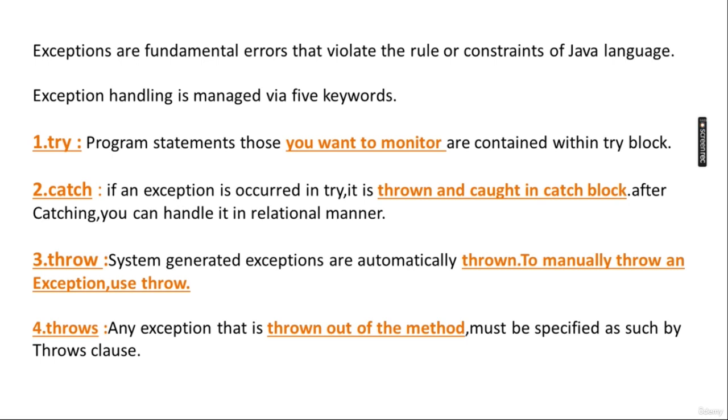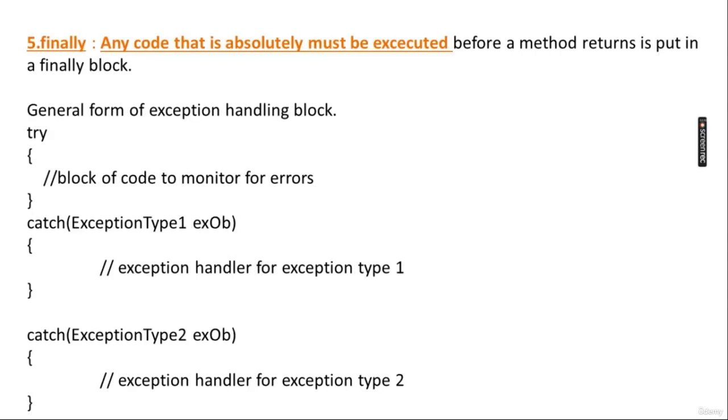Throw: system generated exceptions are automatically thrown, and to manually throw an exception, use throw. Automatically thrown exceptions are not in your hands; these are called system generated exceptions. To manually throw an exception, use the throw keyword. Throws: any exception that is thrown out of a method must be specified by a throws clause with the method.